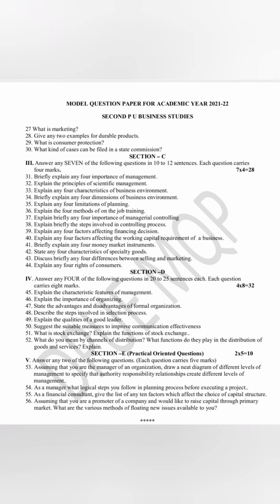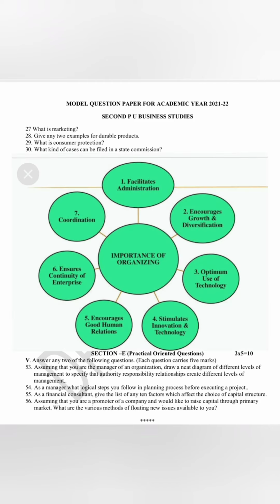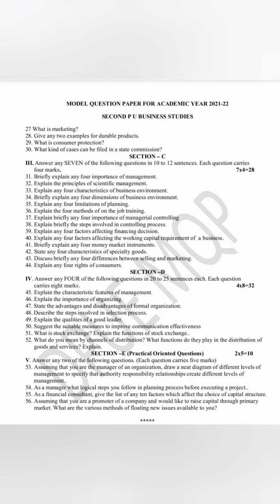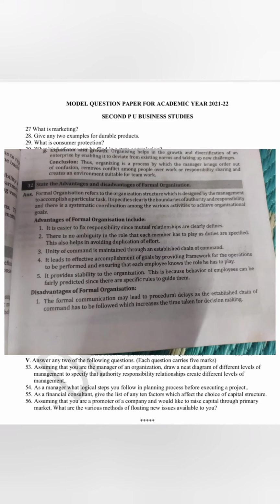Okay, after this, importance of organizing. The importance of organizing: the benefits of specialization, facilitates administration, encourages growth and diversification, use of technology, creates innovation, encourages human relations, continuity of enterprises, and coordination is all possible with better organization. Advantages and disadvantages of the formal organization.